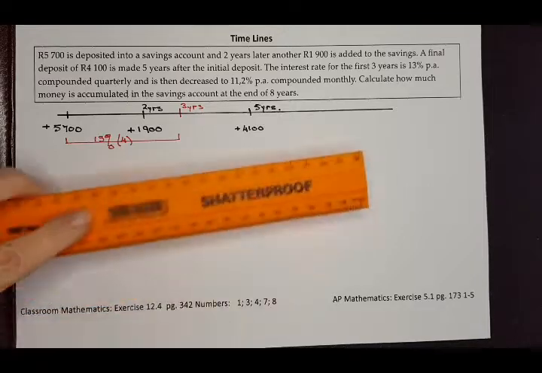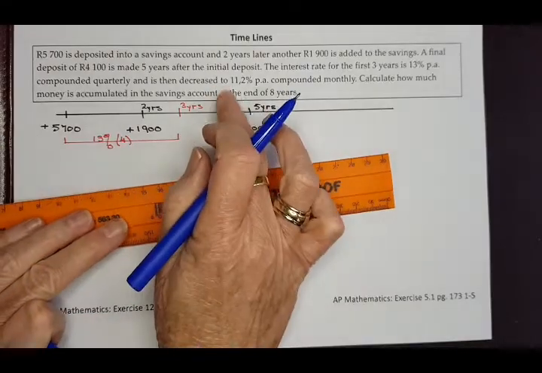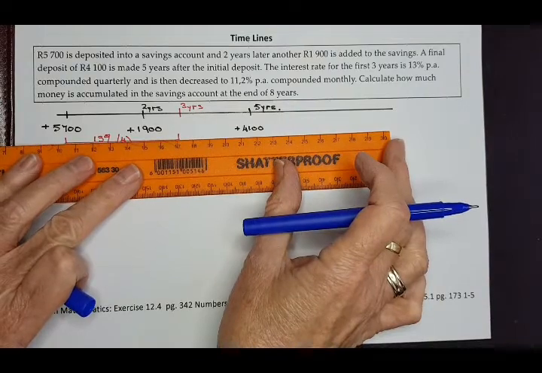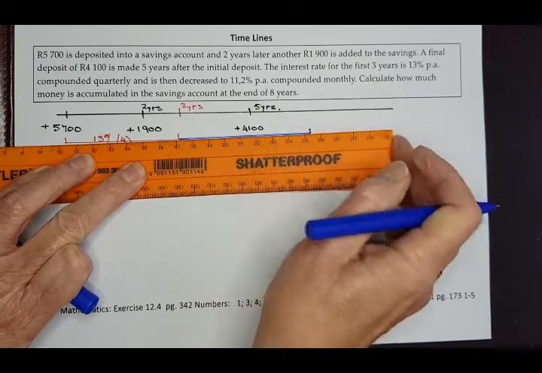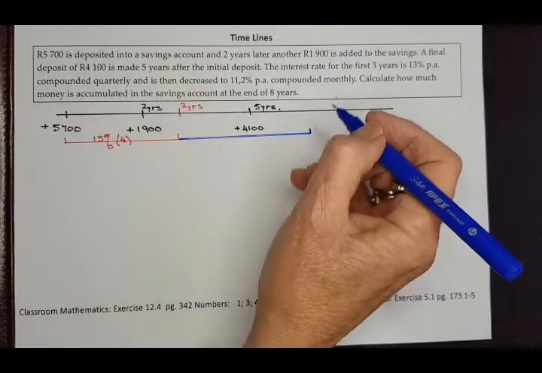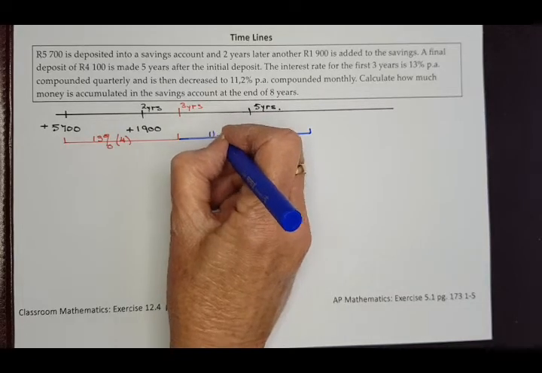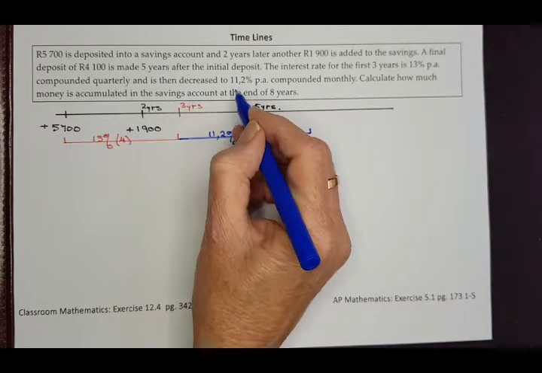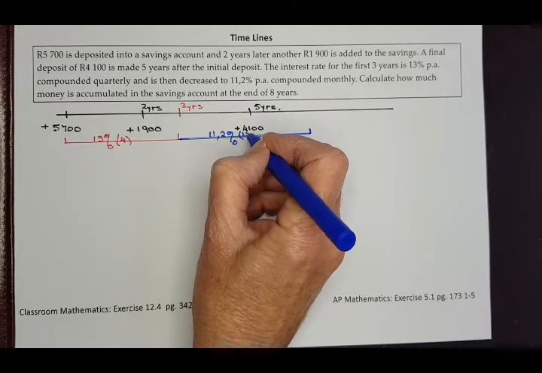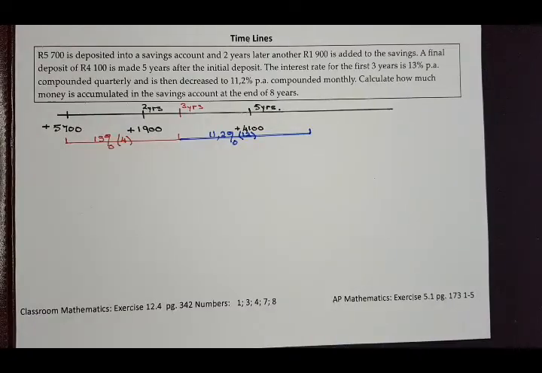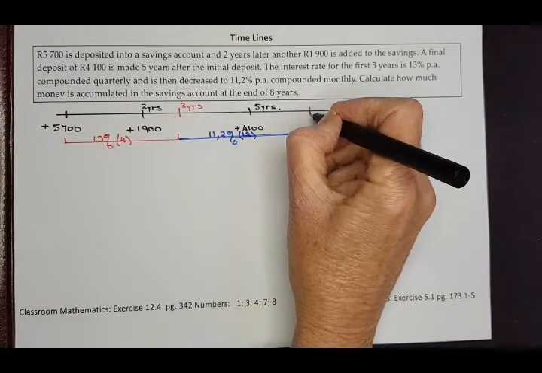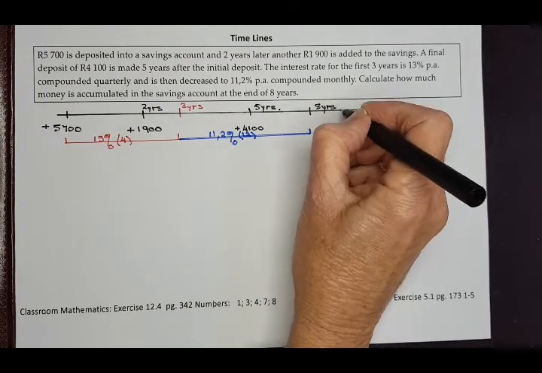The interest rate then decreases to 11.2% per annum, compounded monthly. Calculate how much money has accumulated in the savings account at the end of 8 years. So in other words, 8 years is the end of my timeline.